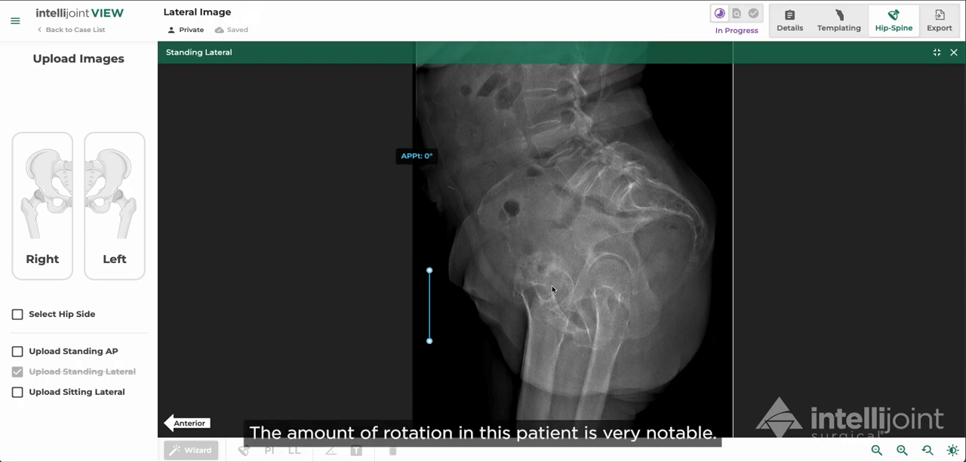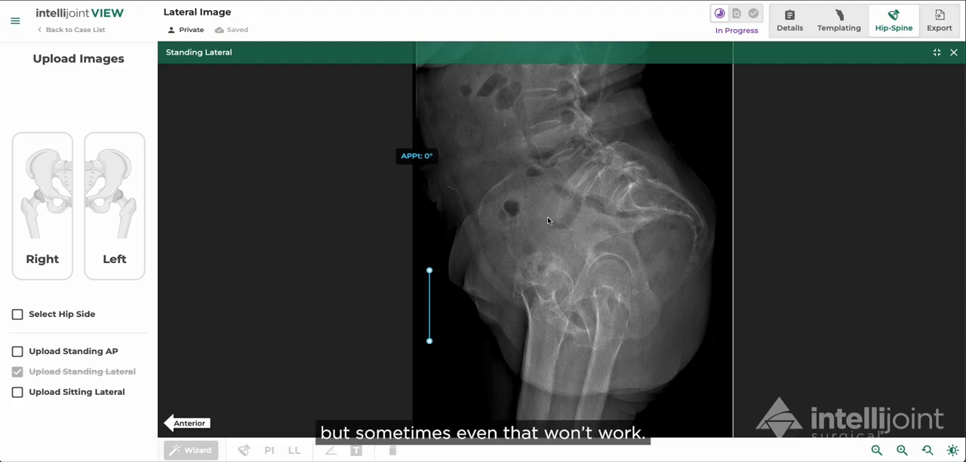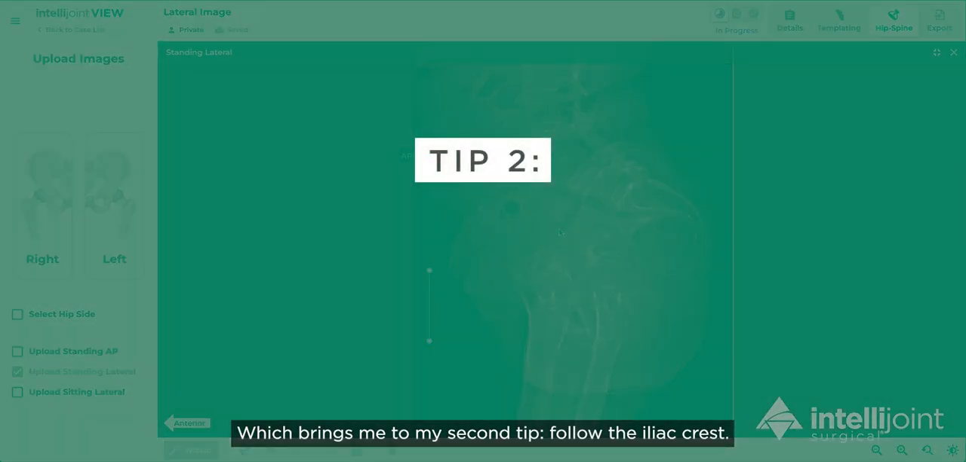The amount of rotation in this patient is very notable. As you can see, the two femurs are not aligned at all. The first ASIS is well defined, but the other is more difficult to see. You can try adjusting the brightness and contrast to visualize this better, but sometimes even that won't work. Which brings me to my second tip.